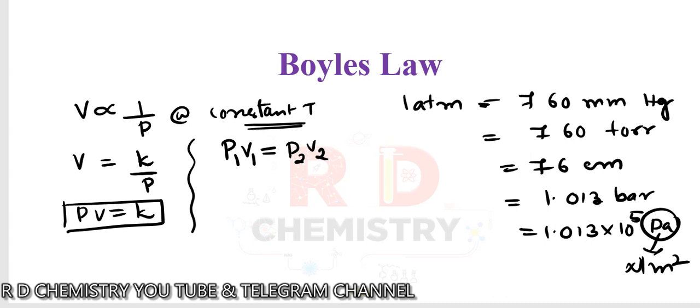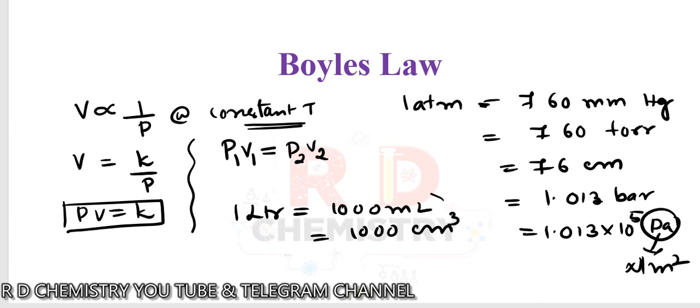In terms of volume, 1 liter is equal to 1000 ml, or is equal to 1000 cm cube. Remember, ml and cm cube are one and the same. Or it is equal to 10 to the power minus 3 in terms of cubic meters. Or 1 liter is also equal to 1 dm cube, decimeter cube.